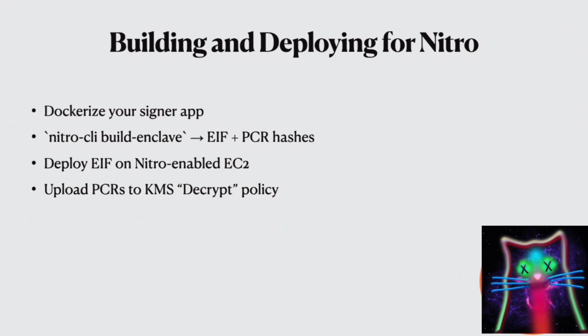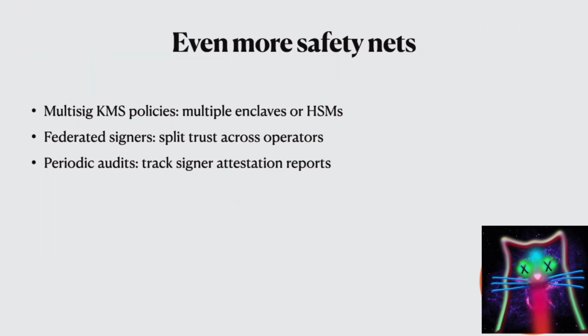You Dockerize it, and then there's a Nitro CLI tool that will let you turn your Docker image into an enclave image. This is what's called an EIF. And it spits out a bunch of hashes. These are like the hashes of the different layers of your image. And then you take those hashes and you load them into KMS, and you say, this key can only be used for decryption if the caller matches these hashes. So anybody else who tries to use that key, KMS will refuse because you don't match the right hashes. And then you deploy it, stick it in an auto-scaling group, and you're done.